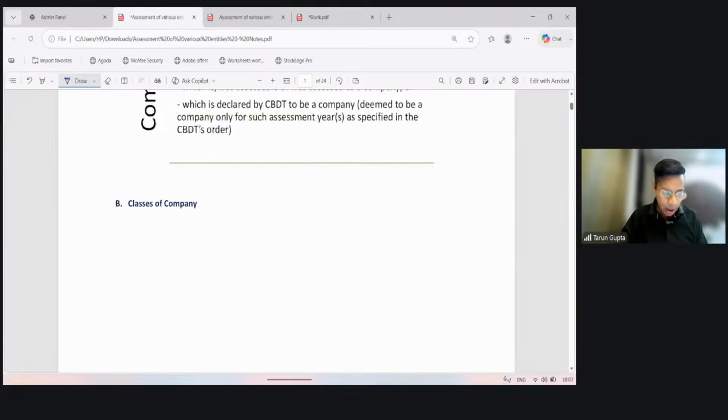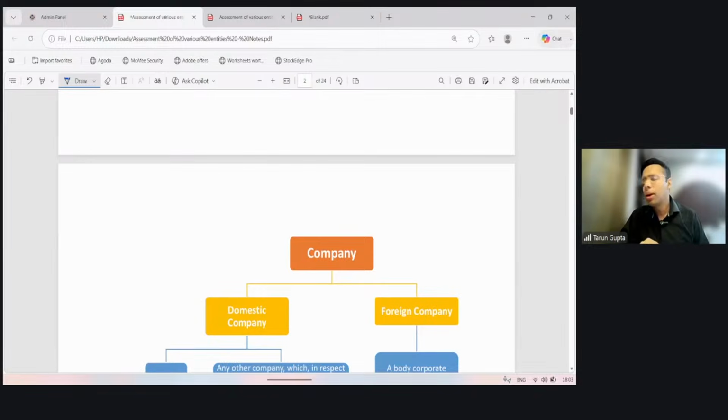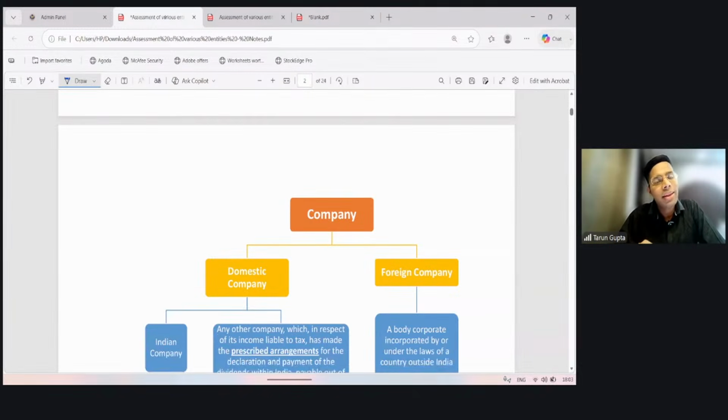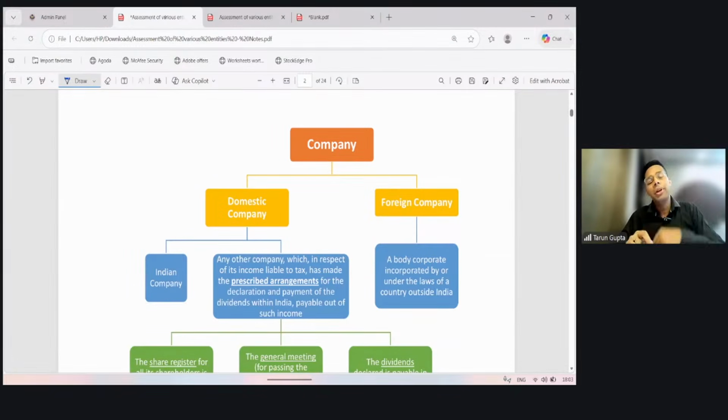Okay. Then what are the different classes of company? Company can be classified either as a domestic company or a foreign company. Now, what is a foreign company? A foreign company is nothing but a company which is not a domestic company. Actually, it means a company or body corporate which is incorporated by or under the laws of a country outside India. It means a company which is incorporated outside India under the laws of a country outside India.